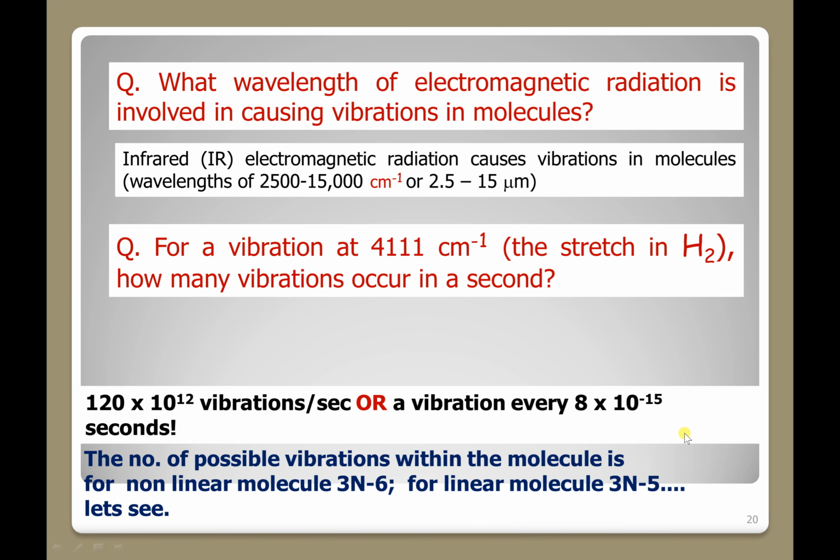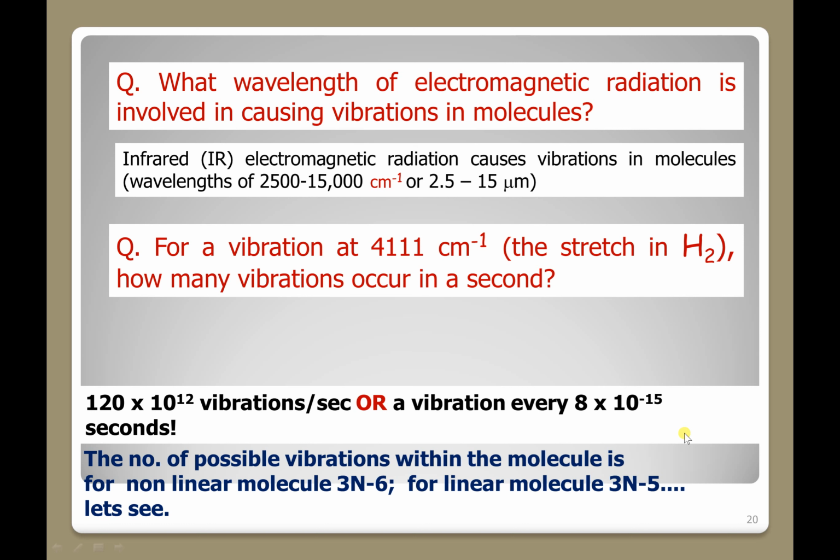So what wavelength of electromagnetic radiation is involved in causing vibrations in a molecule? The wavelengths are between 2500 to 15,000 centimeter inverse, or 2.5 to 15 micrometer. Or you can say even lower than that. You can say it starts from 600 centimeter inverse up to 15,000.